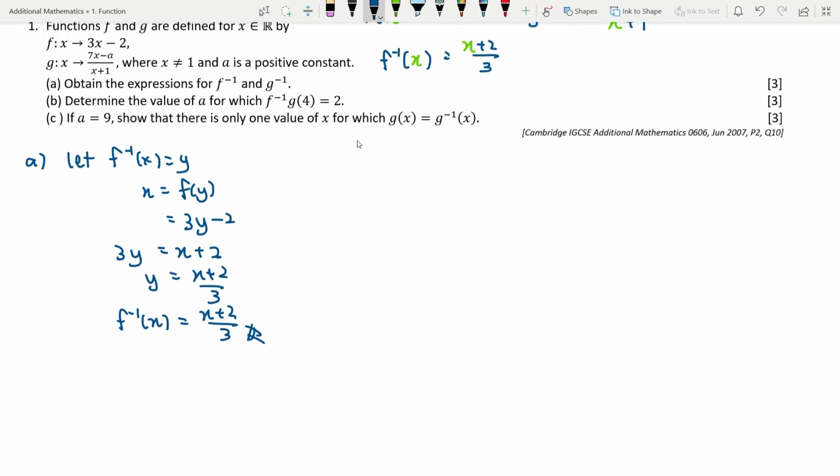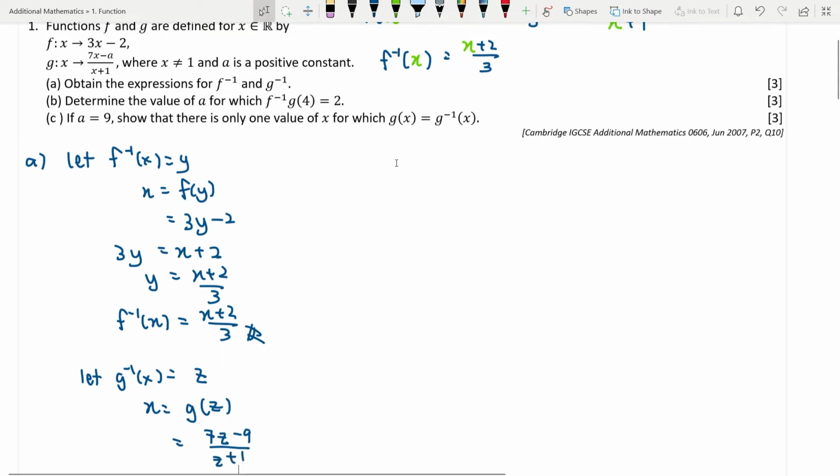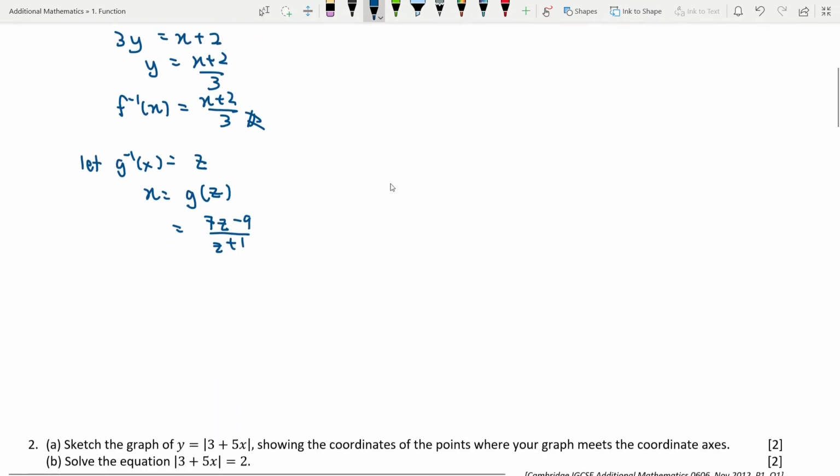To find the inverse function of g, we let g inverse of x equal to z. x equals g of z. We substitute z into the function g. We have (7z minus a) over (z plus 1). Multiply both sides with z plus 1. Then we expand the bracket. So we get xz plus x equal to 7z minus a.